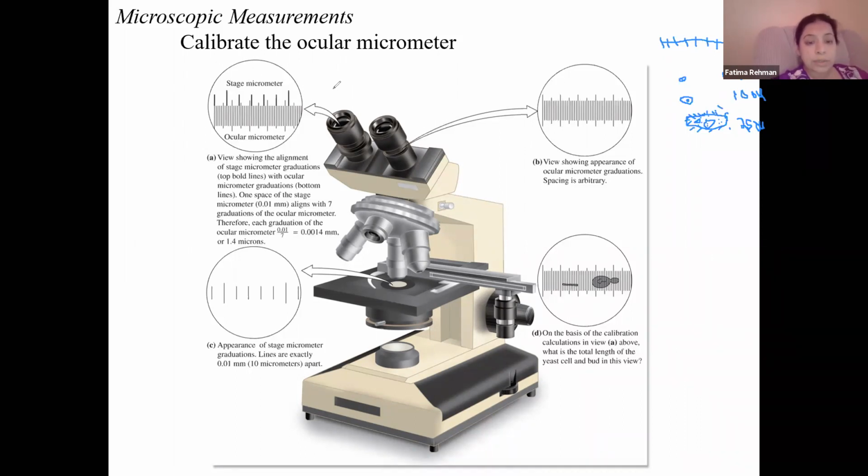That ruler is also subdivided into 100 tick marks. Each one of them is called a stage unit. And what we do is we use the knowledge of its length in each one of the stage units, and we create essentially a conversion factor between the stage unit and the length. So we know what length each stage unit is worth, and we compare it to how many ocular units it compares to at each magnification. And that's the whole idea behind the calibration, okay?